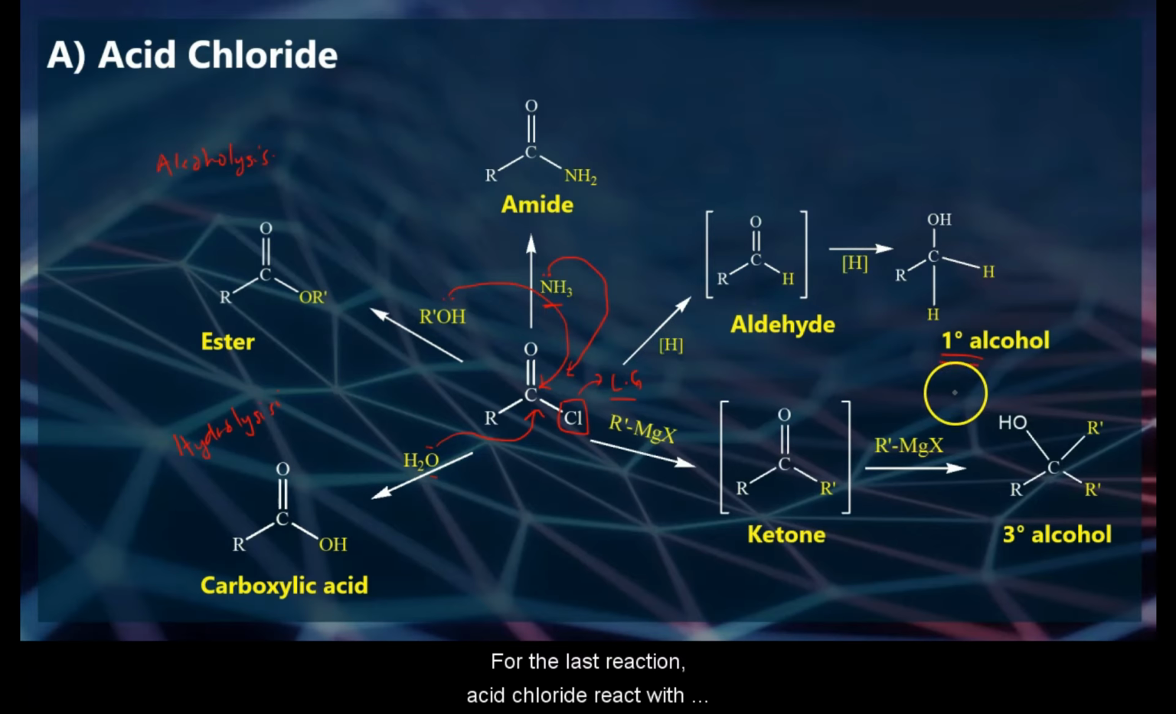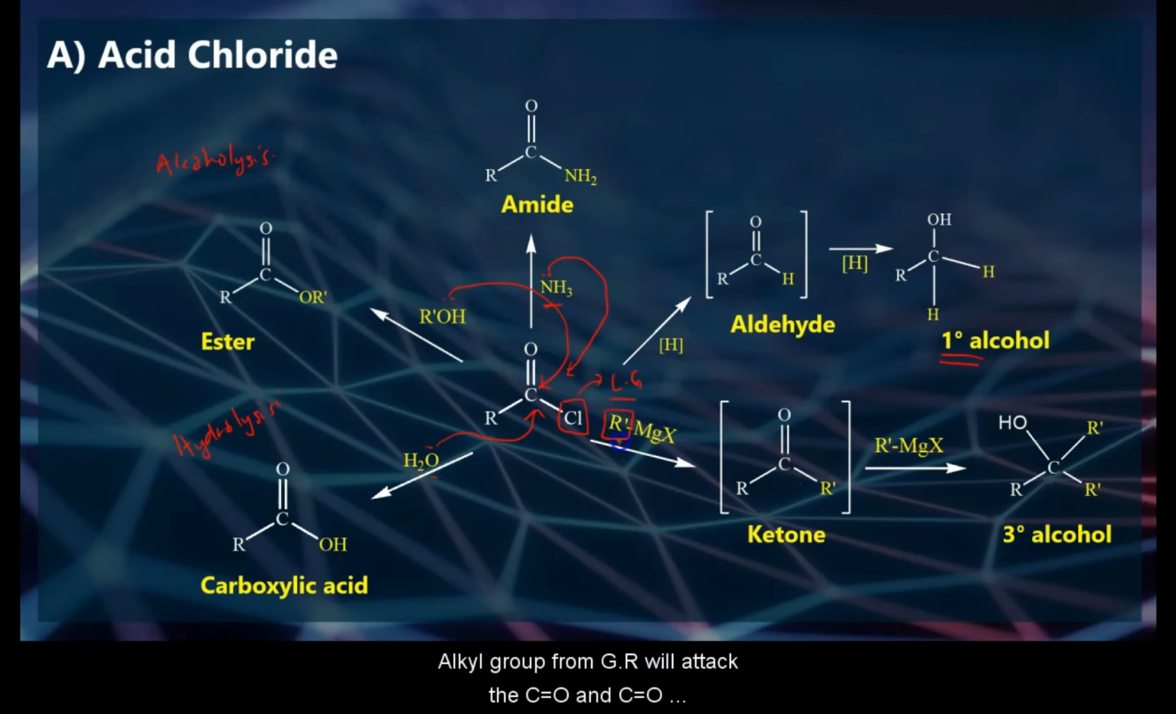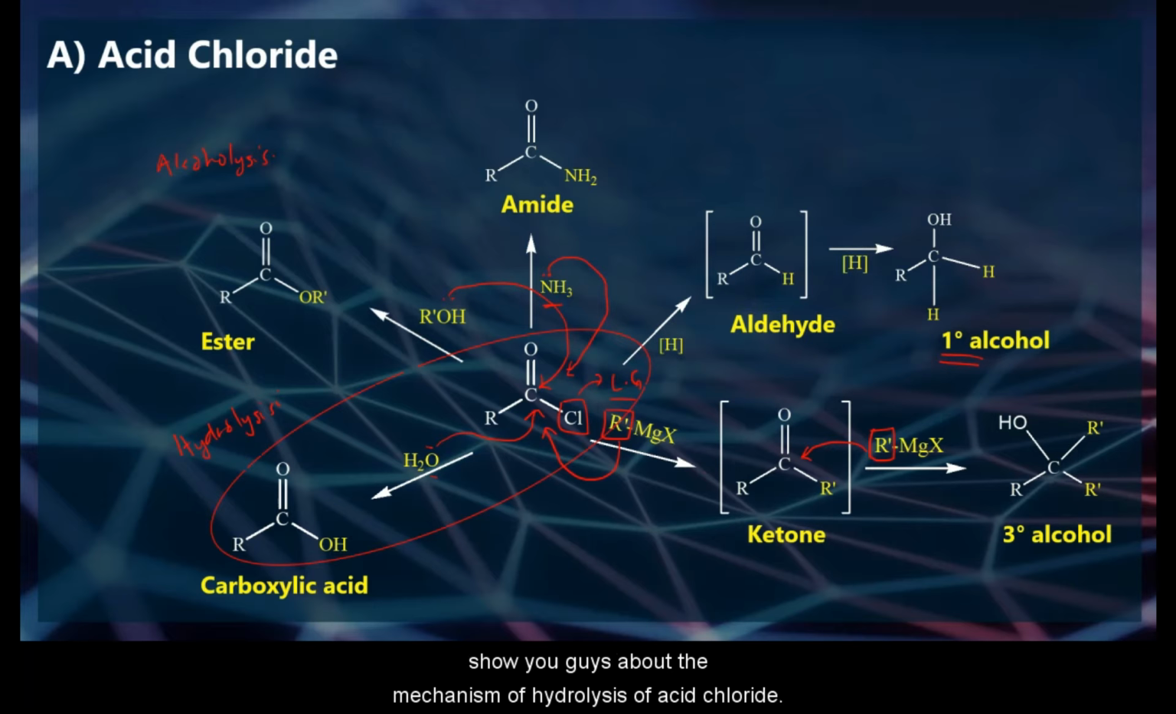For the last reaction, acid chloride reacts with Grignard reagent to form tertiary alcohol. Alkyl group from Grignard reagent will attack C double bond O, and C double bond O rearranges itself to form the hydroxyl group. I want to show you guys the mechanism of hydrolysis of acid chloride.